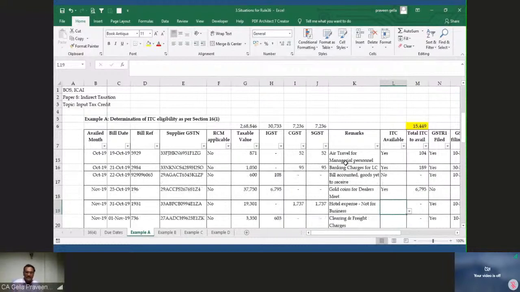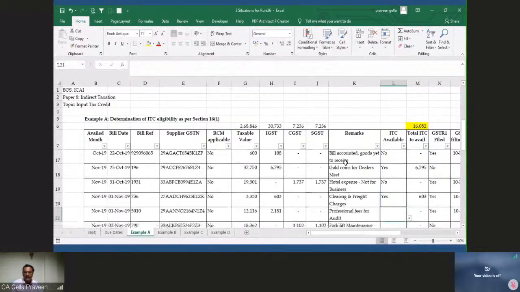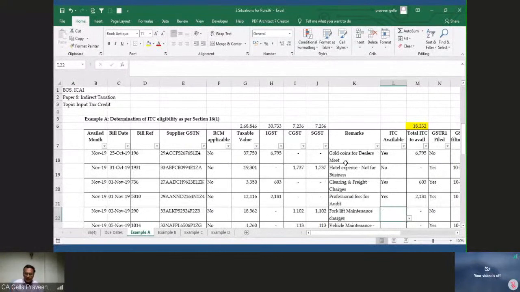Hotel expenses not for business. When it is not in the course of business, I will say no straight away. Clearing and freight charges: when I export goods out of India, I need a CHA service for customs documents. This is in relation to that. I would say yes, eligible. Professional fee for audit: yes, without an auditor companies cannot survive. Yes, it is available.